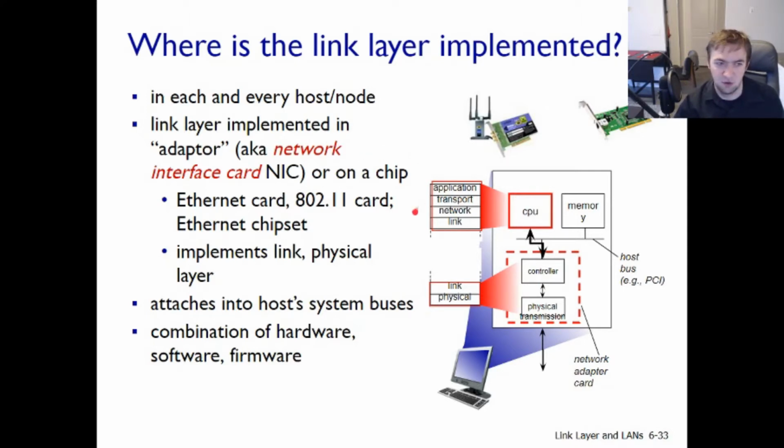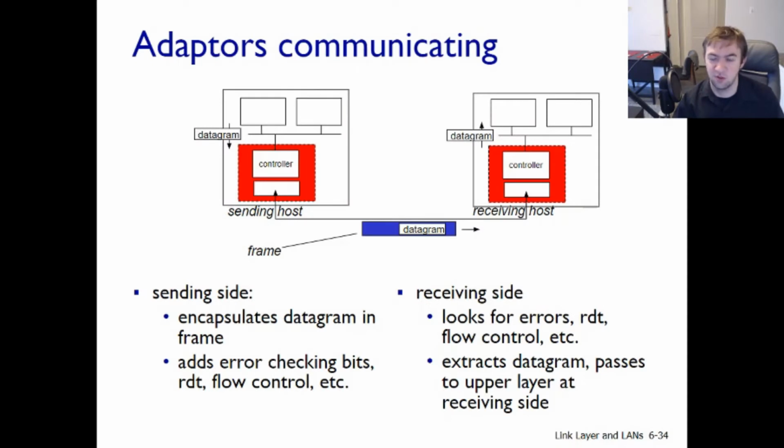The adapter is responsible for handling the physical side of things and implements the link layer itself, whereas some of the parts of the link layer that have to do with things like addressing, the software side of things essentially, are still handled by the CPU. So really the link layer is a combination of hardware, software, and firmware implemented in multiple parts of a host system.